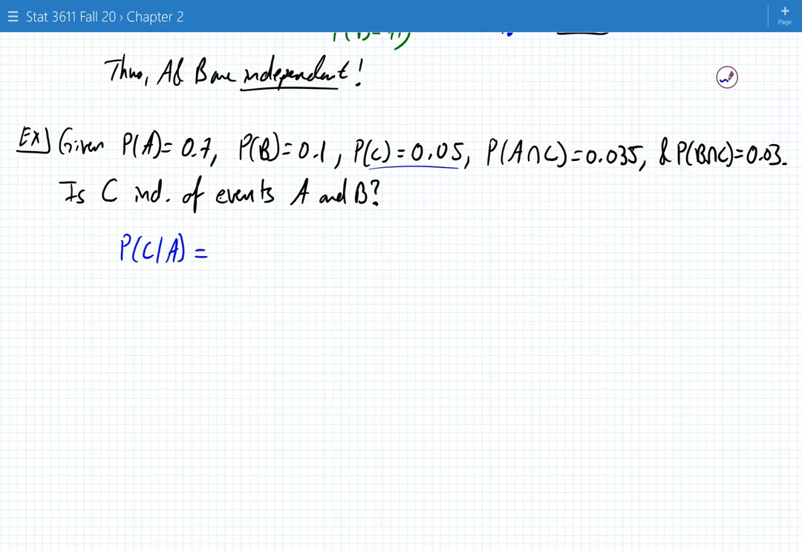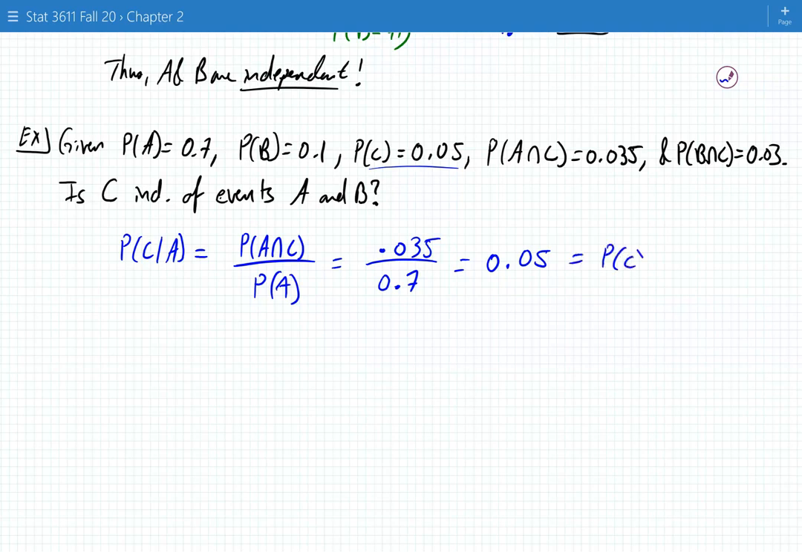Well, according to the conditional probability definition, this is the probability of the intersection of the events divided by the probability of the given. So the intersection there is 0.035, given in the problem, divided by the probability of A, 0.7. So 0.035 divided by 0.7. Run that through a calculator, just double checking. That is in fact 0.05, which is the probability of C. There we go. So A and C are independent.